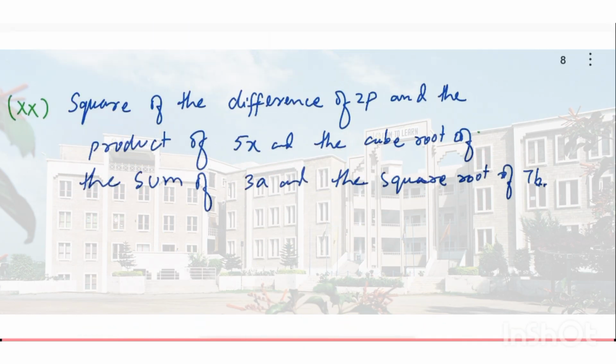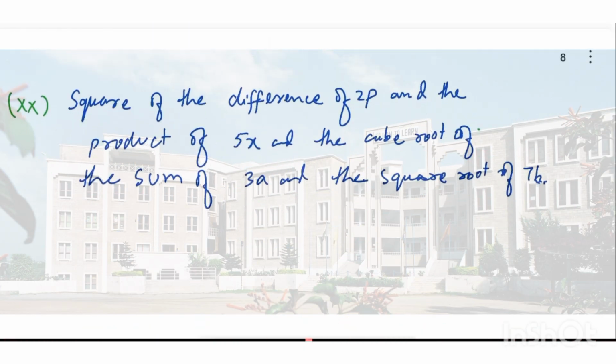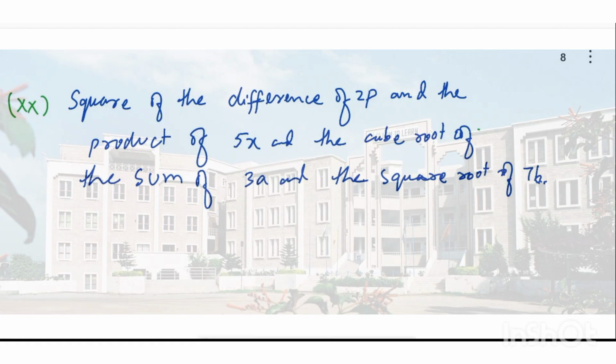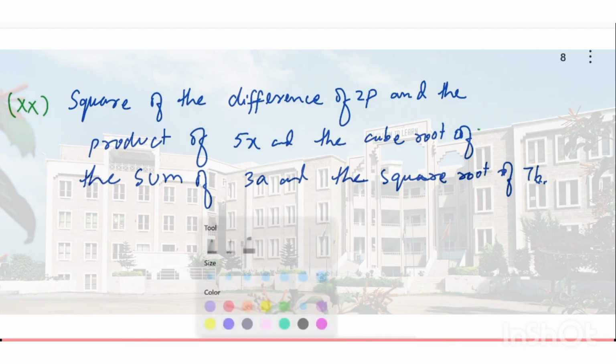Now there's a last statement. This statement is describing a different structure. There is a square of the difference of 2p and the product of 5q and the cube root of the sum of 3a and the square root of 7b. So now there are many "of"s also. We should not be worried. We will be following the same pattern as we have been doing.